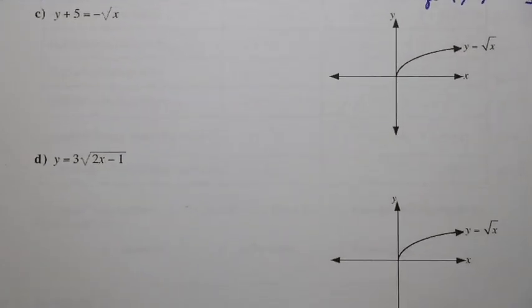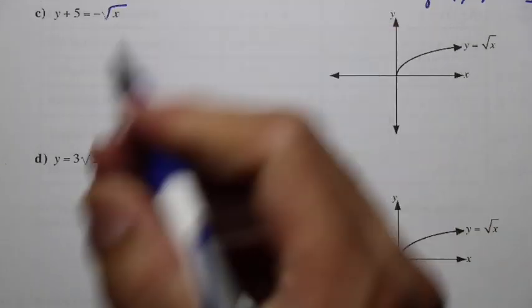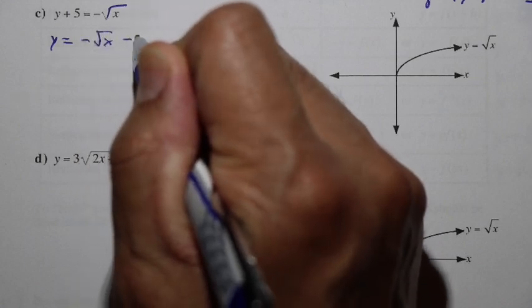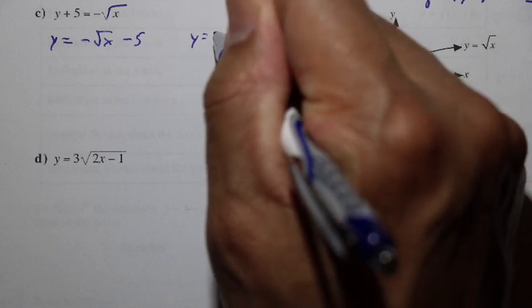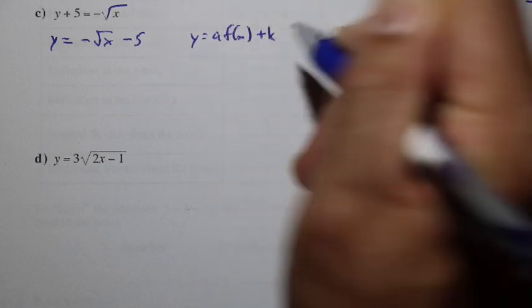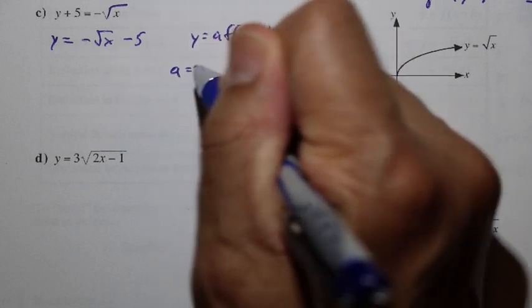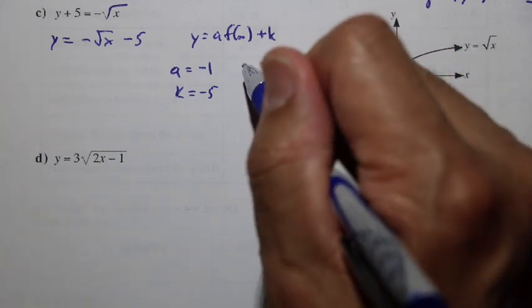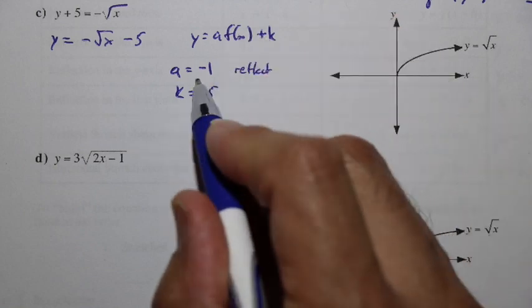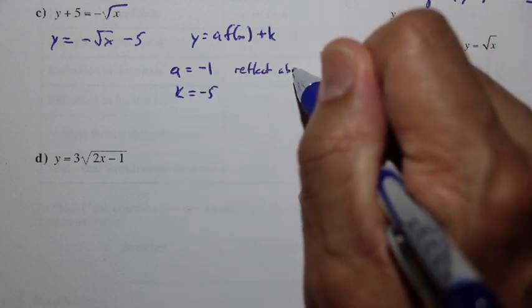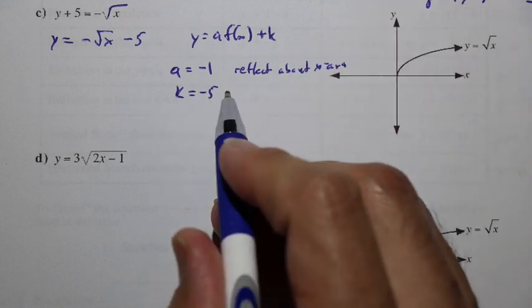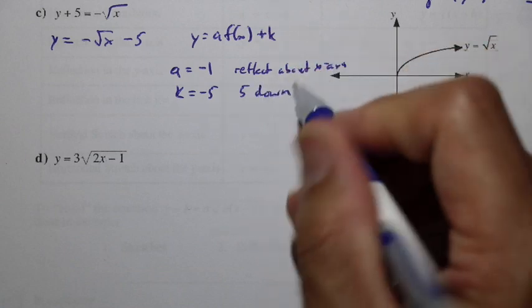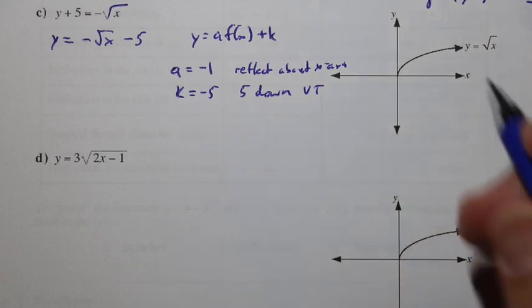Let's take a look at part C. We have y plus 5 is equal to negative the square root of x. So I'm going to rewrite this as y is equal to negative square root of x minus 5. That way it looks a little more like a f of x plus k. And here we can see a is equal to negative 1. The k value is equal to negative 5. So it looks like we are talking about a reflection. If a is negative, it's a reflection about the x-axis. And k is negative 5, so that is a vertical translation of 5 units down. Great, let's do that.